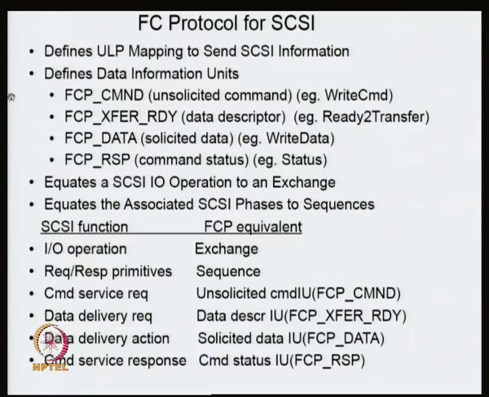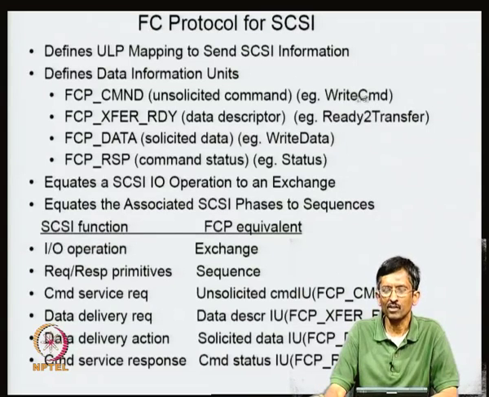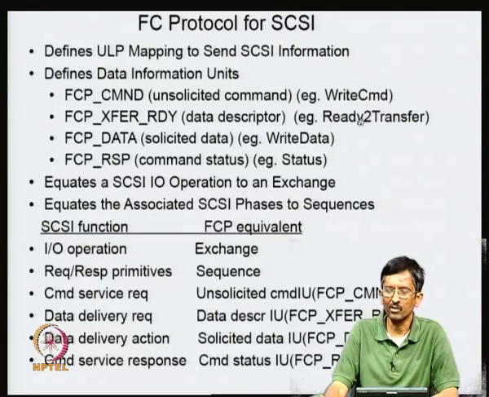Let us see how the mapping happens. We saw in the SCSI protocol that you have things like write commands, which is what the initiator tries to do. Then the target, after having allocated buffers, says I am ready to receive your packets, so it sends a ready to transfer. Then the initiator sends the data, and once the data transfer is done, the target sends back a status. These things have to be mapped to the FCP protocol data units. That's basically what I am calling a map.